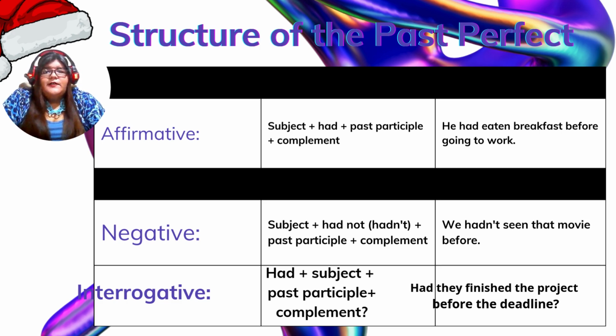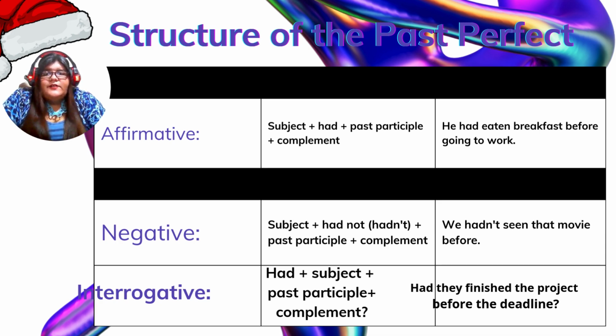For example, we have three ways in which we will conjugate the past perfect: affirmative, negative, and interrogative, right? In affirmative, you will use subject plus the auxiliary verb had plus the past participle of the verb plus the complement. For example, he had eaten breakfast before going to work.